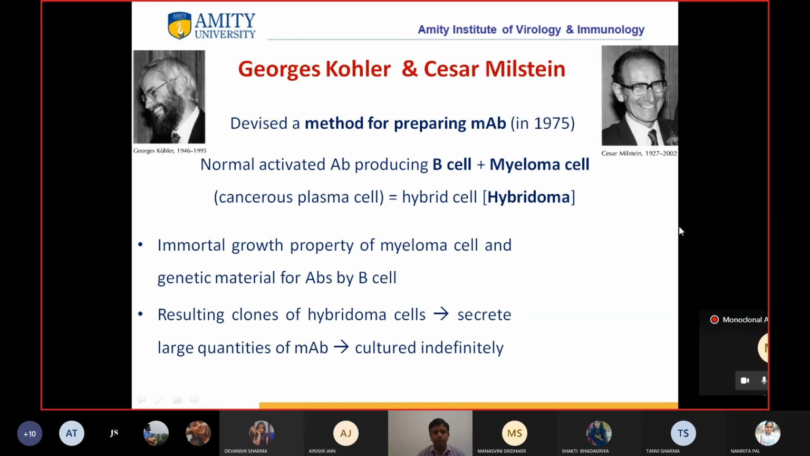and let that hybrid cell produce monoclonal antibodies. But it was not as simple as it looks, because when we fuse these cells, so many different combinations will come up, and you have to select just the hybridomas. So this was the main thing: how we let the hybridomas grow and not the other cells. And for this work, they also received the Nobel Prize.